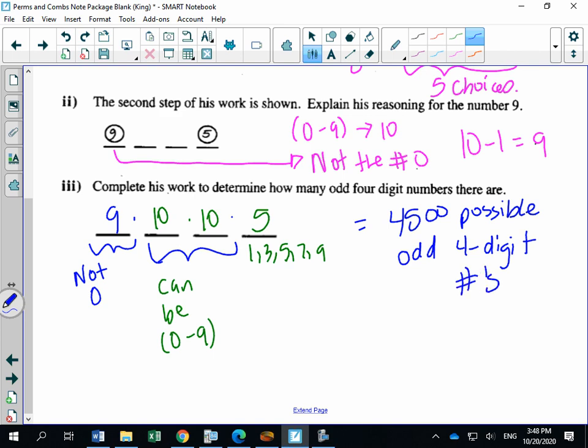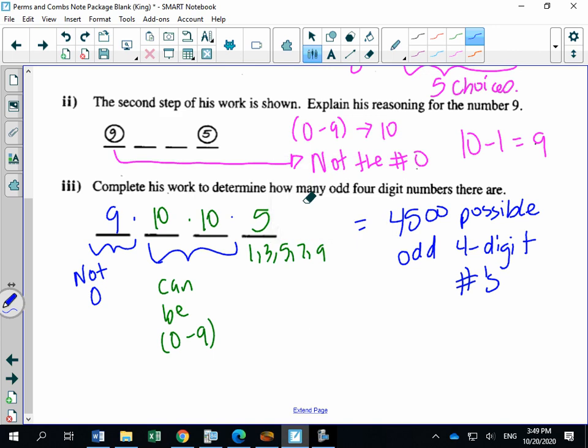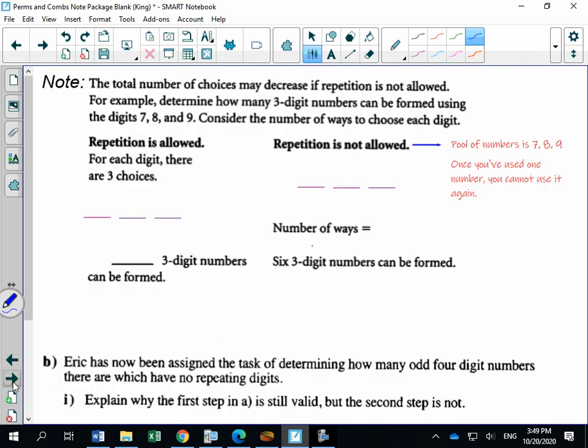Okay, so we're going to look at a couple more examples where we're going to be dealing with restrictions. Let's continue on with another example and see if we can get more comfortable with these restrictions.